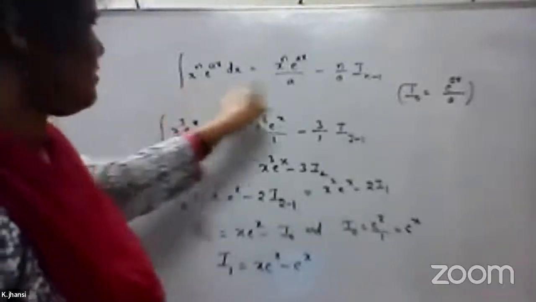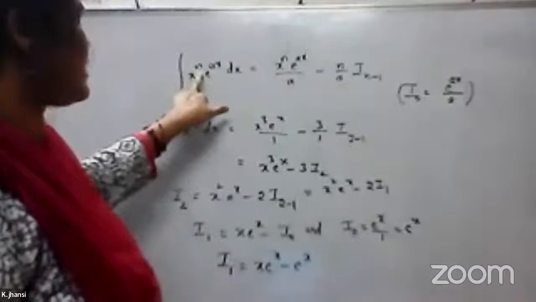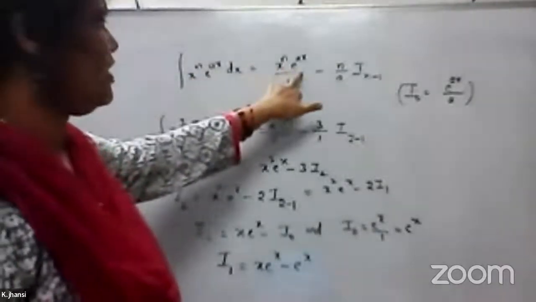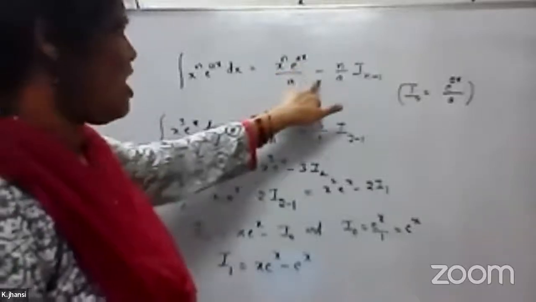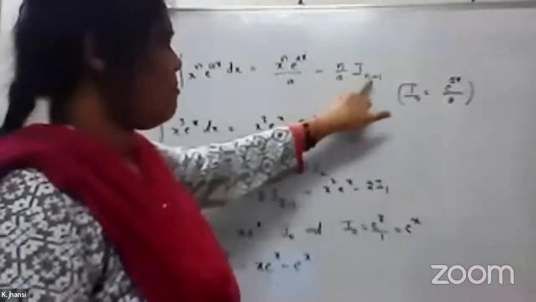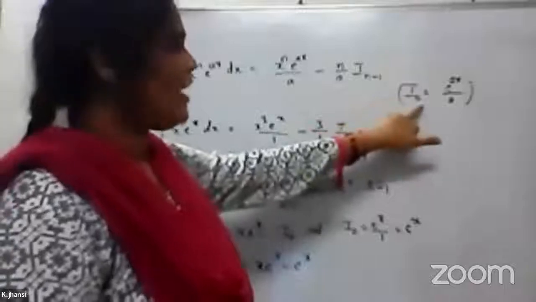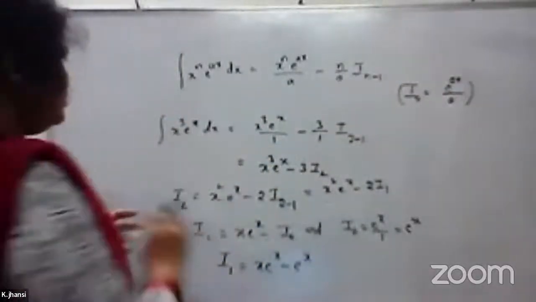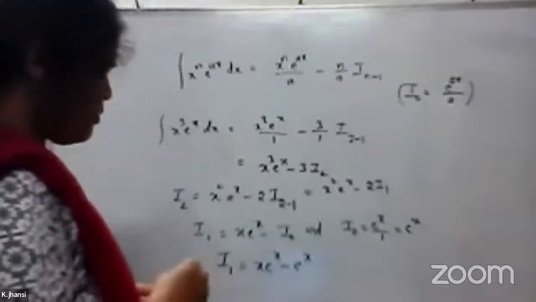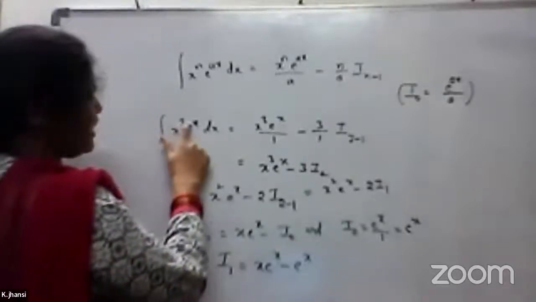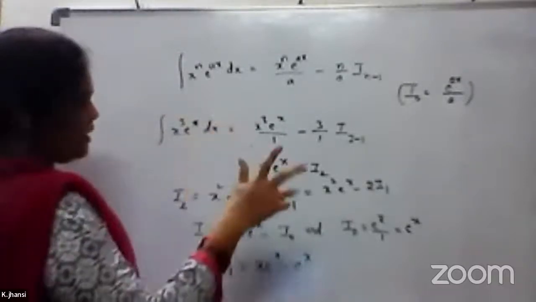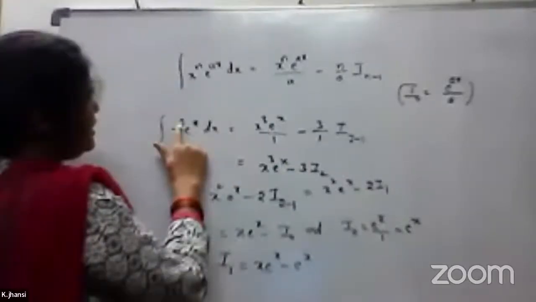First thing is, this is our formula. It is x to the power of n e to the power of ax dx equals to x to the power of n e to the power of ax by a minus n by a I n minus 1. Okay. So I naught value is e to the power of ax by a. So here see in the given problem what is n value and what is a value. You may have your 2x or 3x if in another, then a value will vary there. Okay. So here 3n is there.